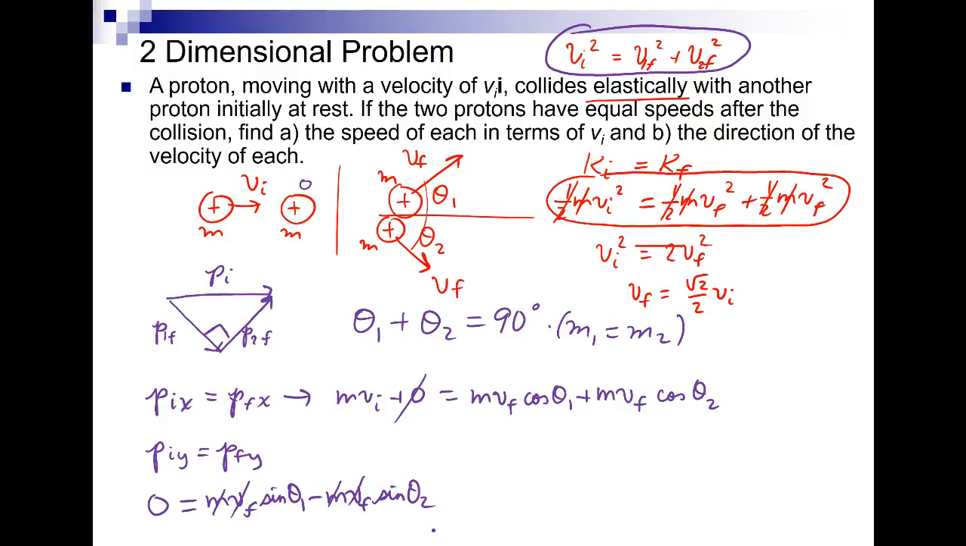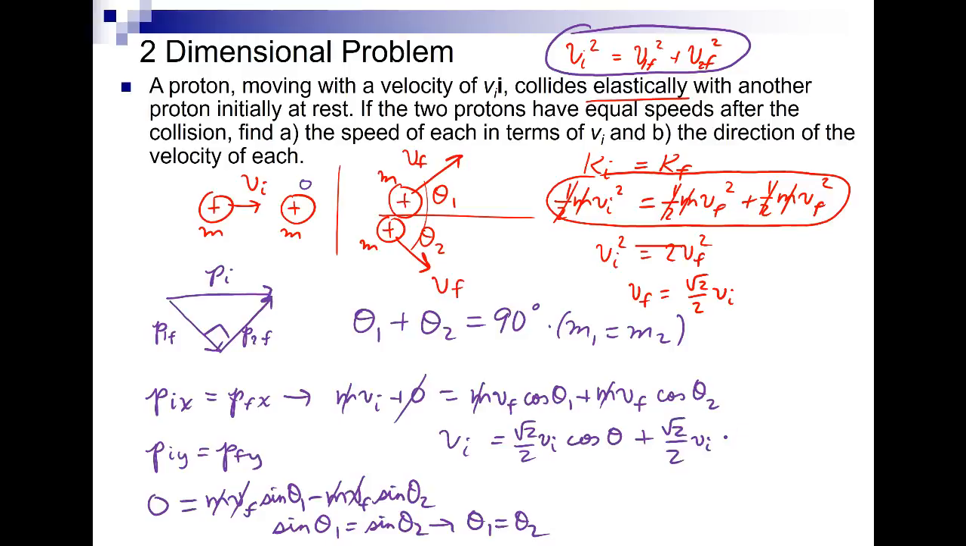And by the way, since the v_f's and the m's are the same, this tells me that sine of theta 1 is equal to sine of theta 2, which also leads me to the fact that theta 1 is equal to theta 2. So there's just so many ways to go about doing this. And so I cross these m's out here, and I'll get v_i is equal to v_f, which is root 2 over 2 v_i cosine of theta. And then v_f is going to be root 2 over 2 v_i cosine of theta.